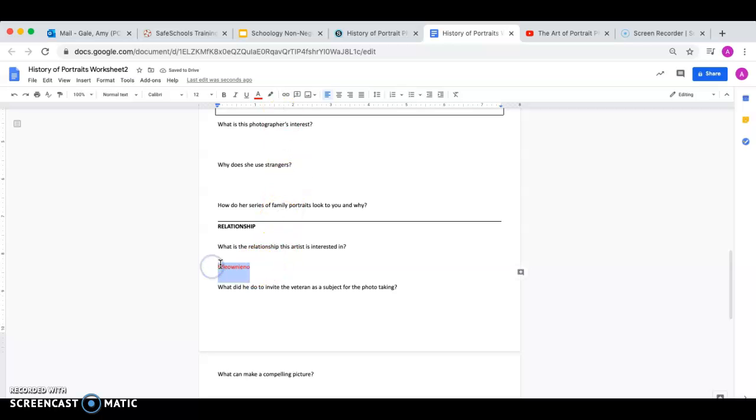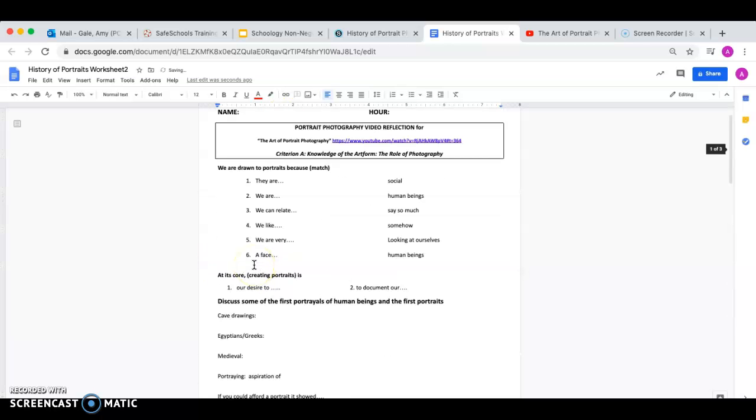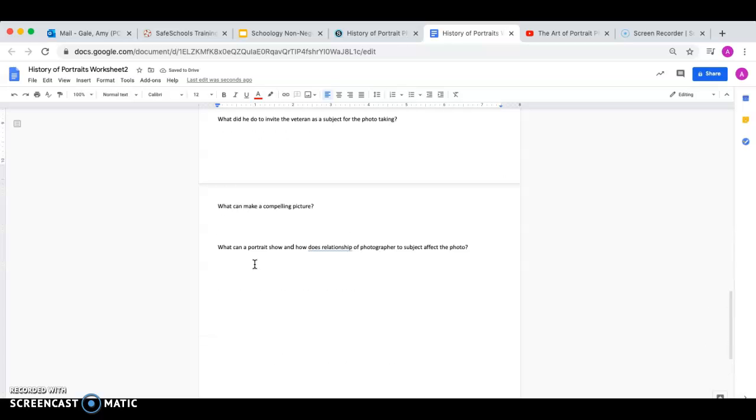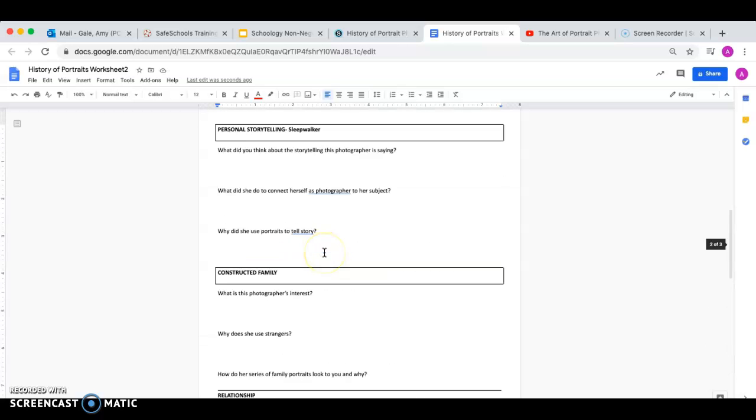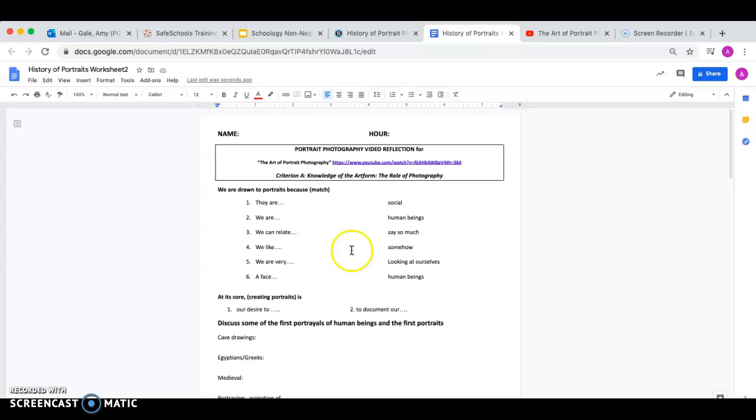That's kind of helpful. Go all the way down to the bottom. Make sure you answer all the questions completely for full credit, and then you can submit that assignment. And that's the beginning of the portrait unit.